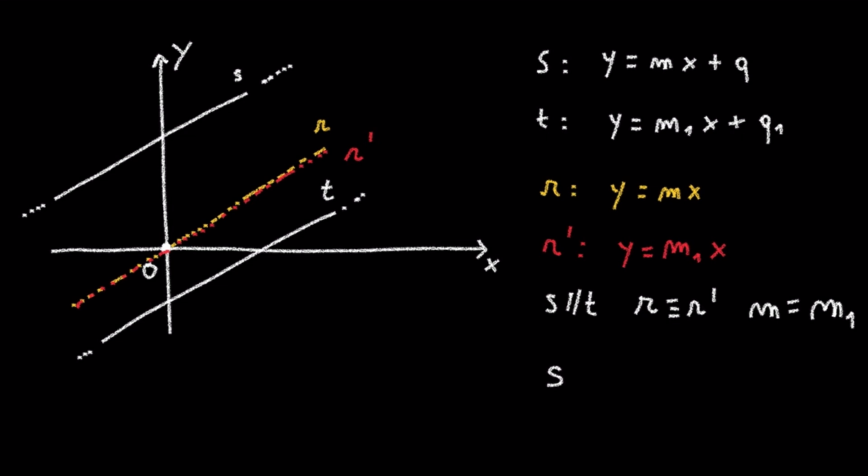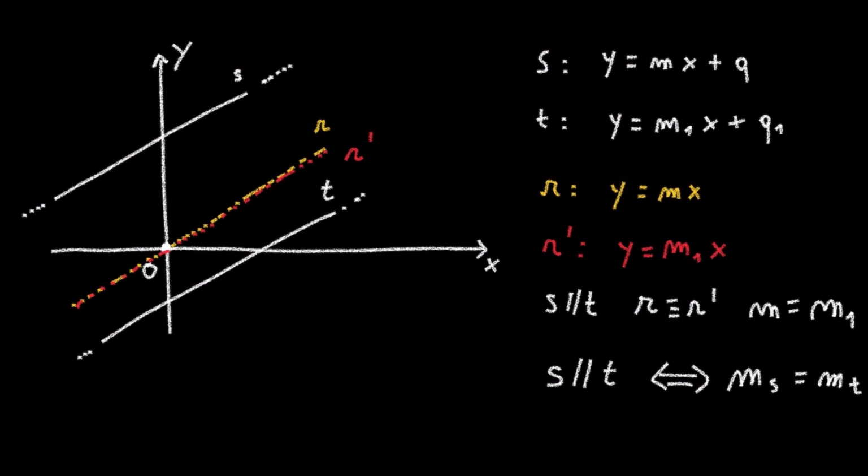We can therefore write S parallel to T if and only if ms equals mt.